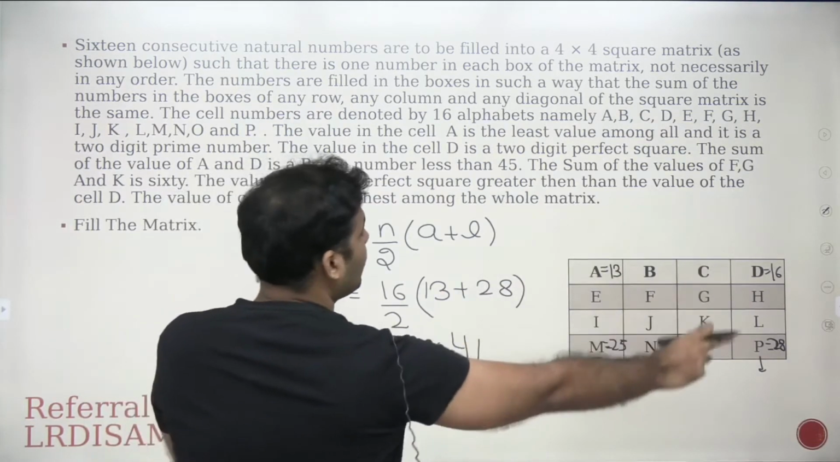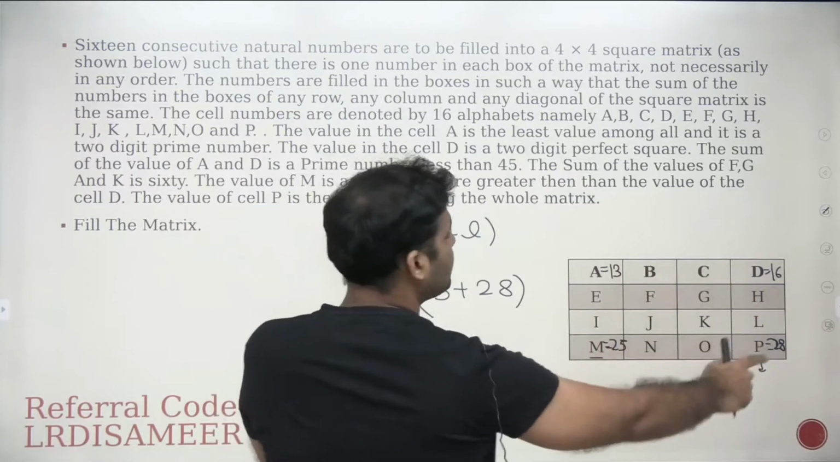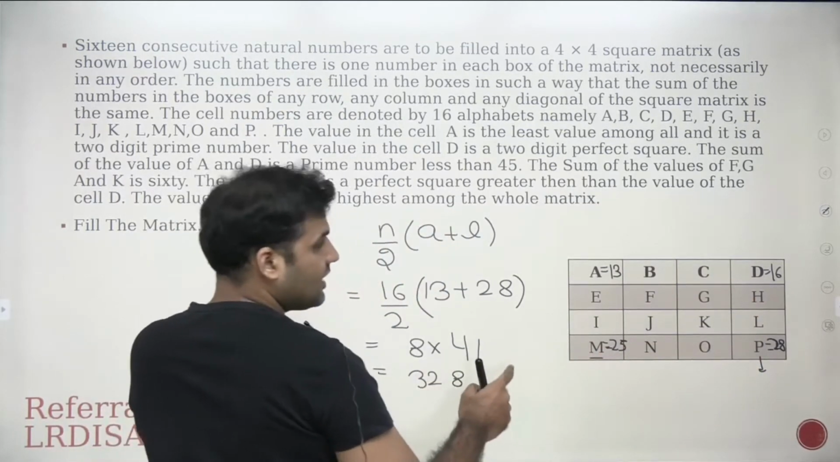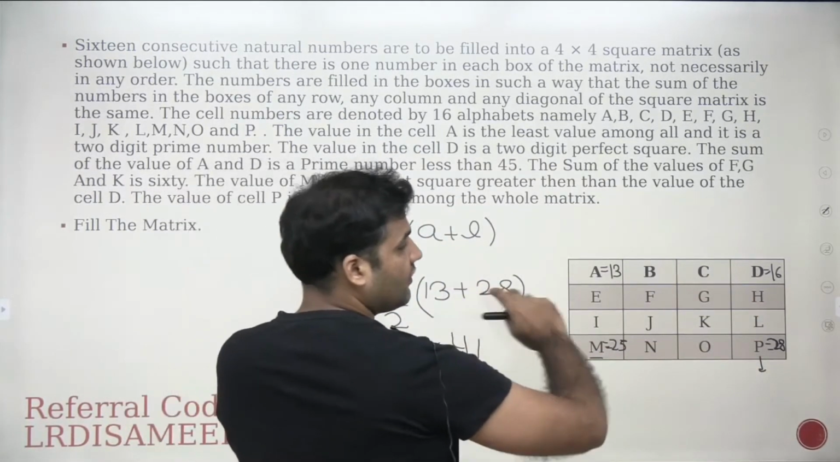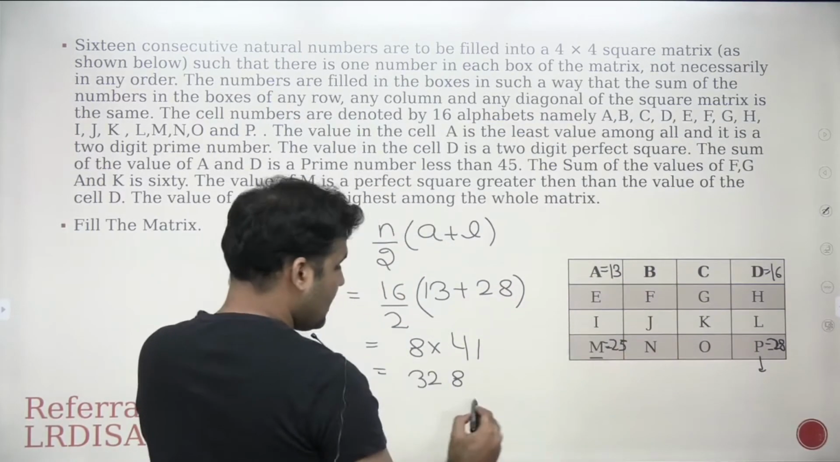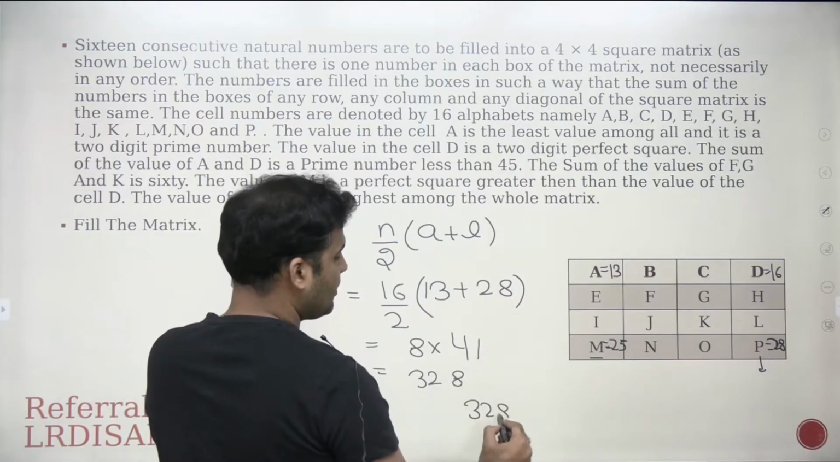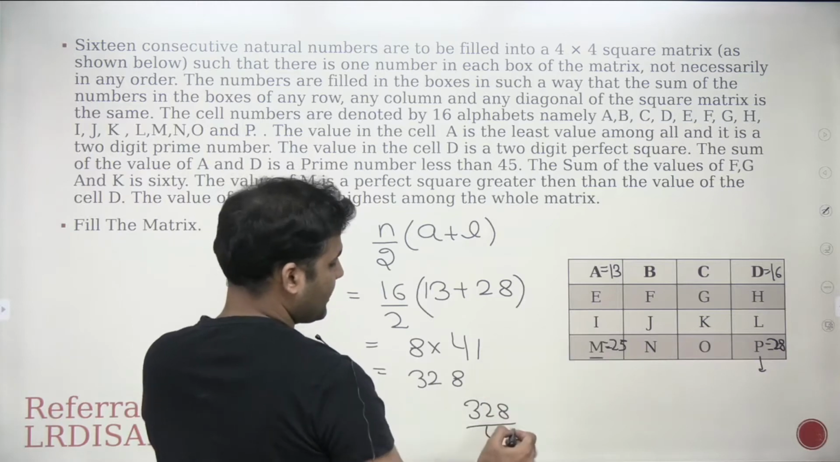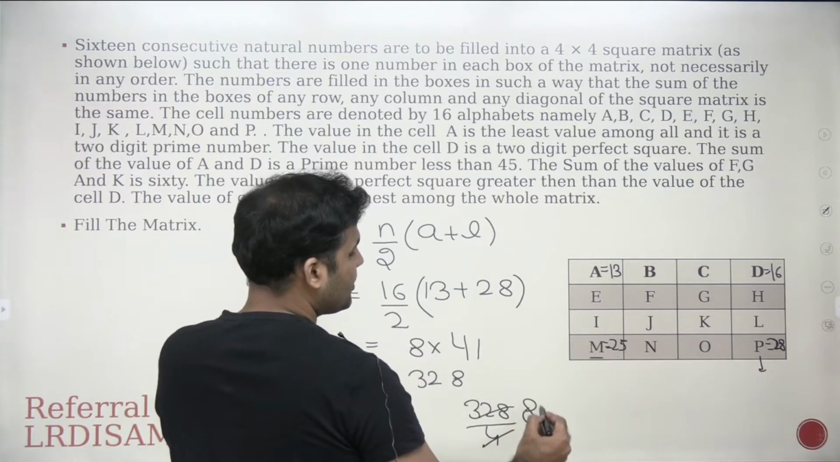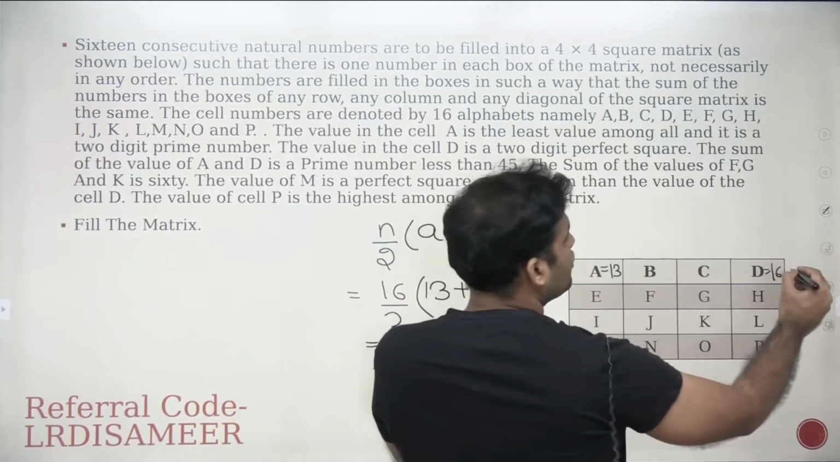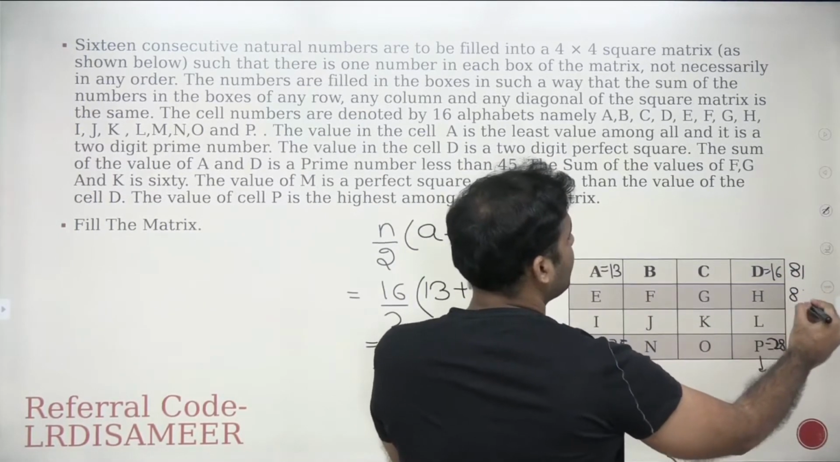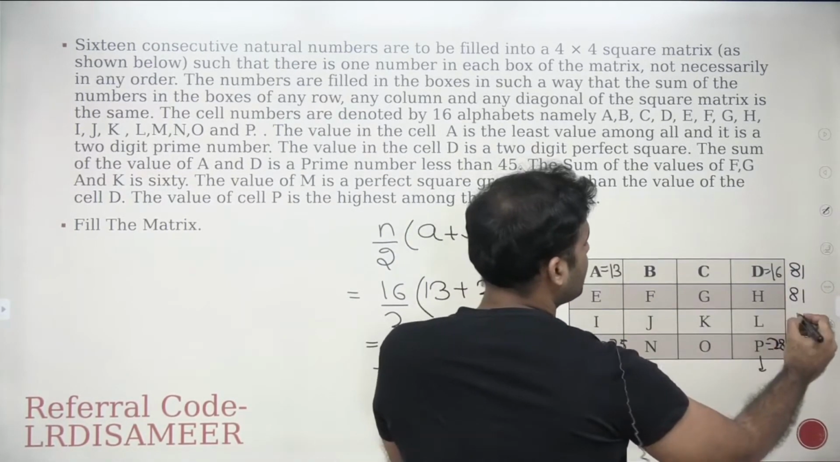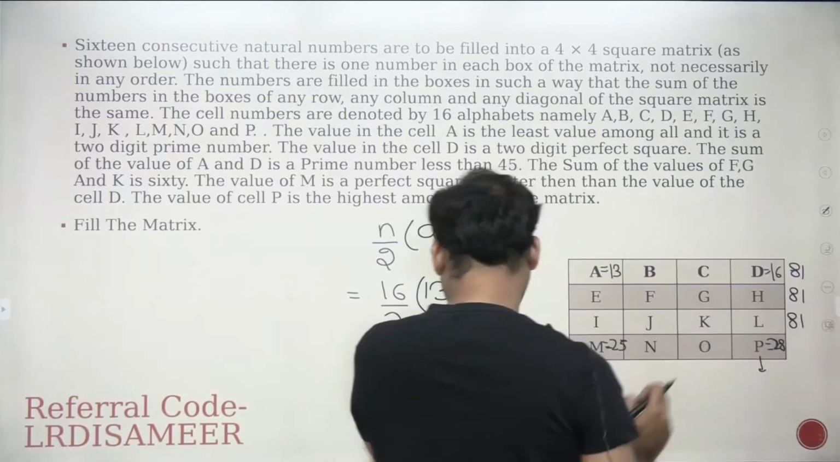The total summation, right? This is the summation of all these values. Now, if I'm saying that the sum of all the values row wise and column wise are the same, I need to divide 328 equally among all the four parts. So you get to know the total summation row wise should be 81, right? So that means the summation of all these values has to be 81.